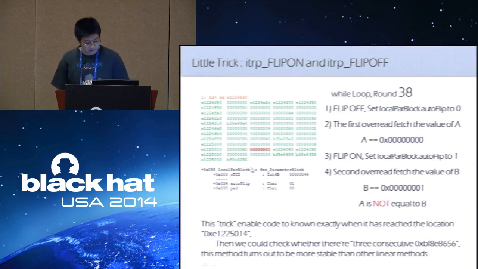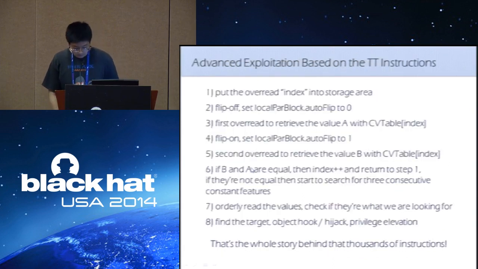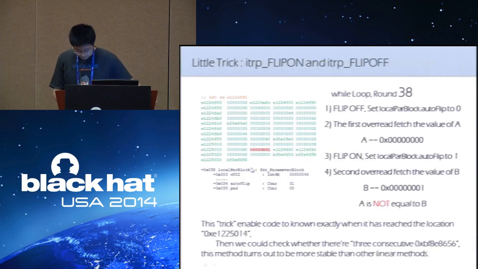Then we can check whether there are 3 consecutive function pointers. This method turns out to be more stable than other linear methods. Detection of 3 consecutive function pointers is implemented using the subtraction instruction, and the exploit code will read 3 addresses in and check if they are 0 or not. At the end of the search algorithm, the instruction IUP on the right CVT table conducts the object hook or object hedge, and the IUP on LSW triggers the kernel shellcode, which completes the exploitation.